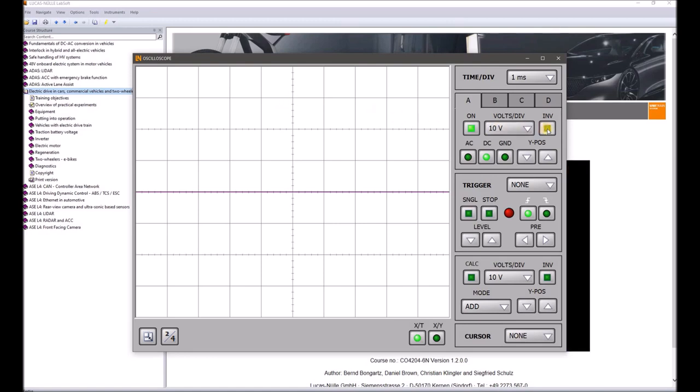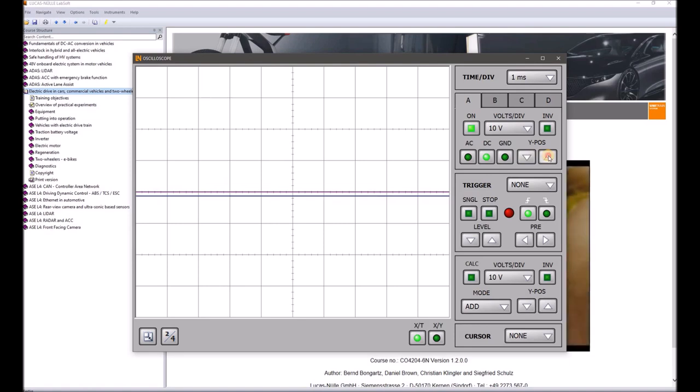Invert, pretty easy. That means it just is inverting or mirroring the signal. So for example, if you have a rectangle signal which goes up here, it will be inverted and be down here then. Then we have the different modes, AC, DC, and ground. So that's more or less important what you measure. If you measure a DC signal, you can stay with DC. If you measure an AC signal, you should go here.